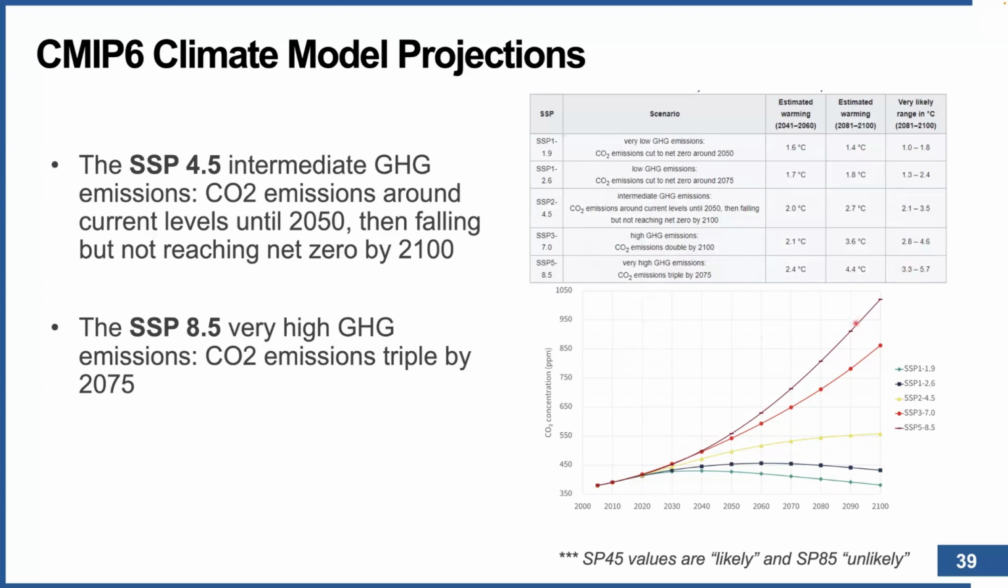When we do this, we generally look at the highest emission scenario, 8.5. This is SSP 8.5, the line here. And the middle of the road emission scenario, SSP 4.5. That basically brackets the most likely outcome with the most unlikely outcome. And so we can see what those range of variances are in those downscaled projections.